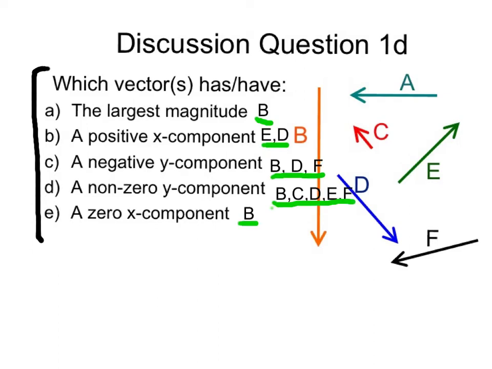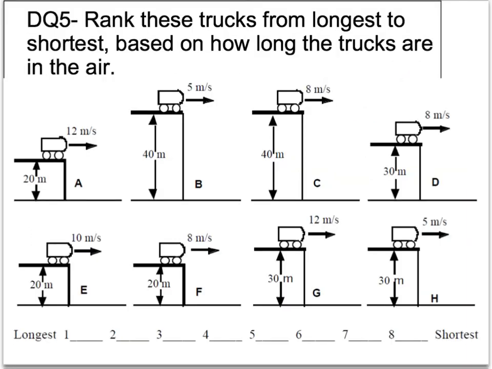So here are my answers underlined in green: largest magnitude B, positive x component E and D, negative y component B, D, F, non-zero y component B, C, D, E, F, 0 x component B. If you got any of those wrong, try to figure out why. Call me, call a friend. Get it right. Alright, moving on to the next slide. If you need to pause and make any notes, go for it.